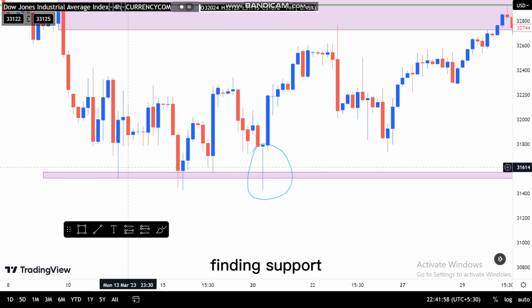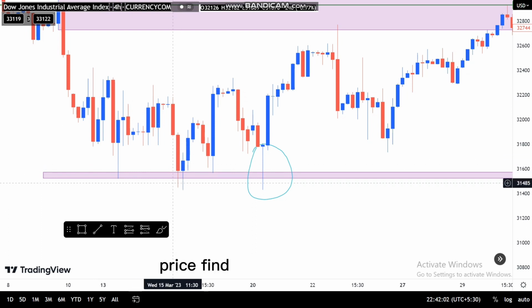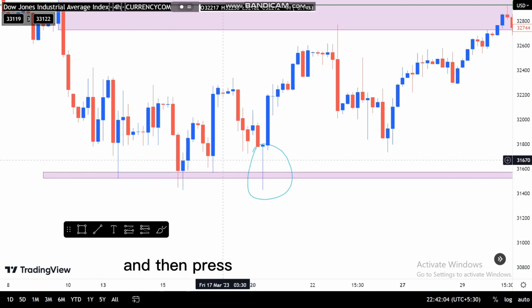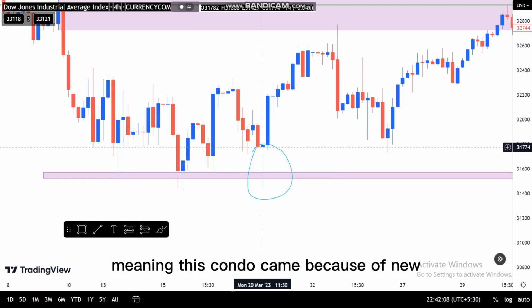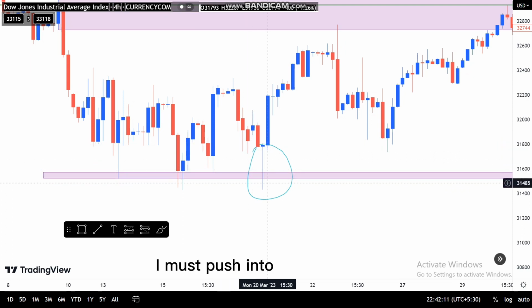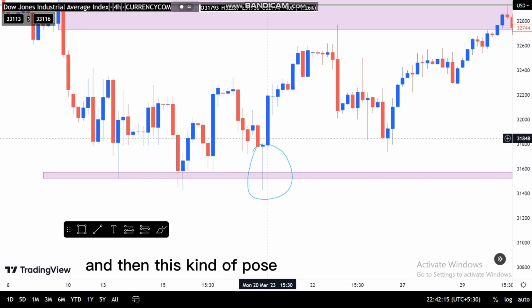is already finding support. Look at this. Price finds support here. Price finds support again here, and then price finds support again here. Then something here, meaning this candle came because of news. So much momentum was pushing to the downside, but for some reason buyers gained momentum, and then this candle closed as a bearish pin bar.